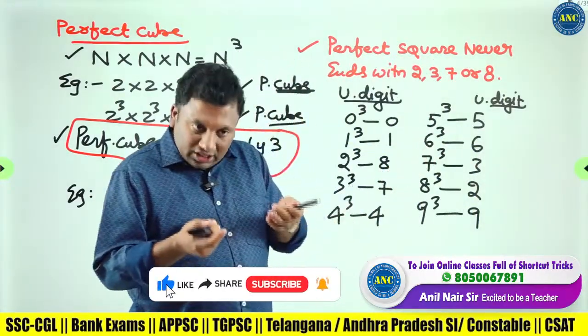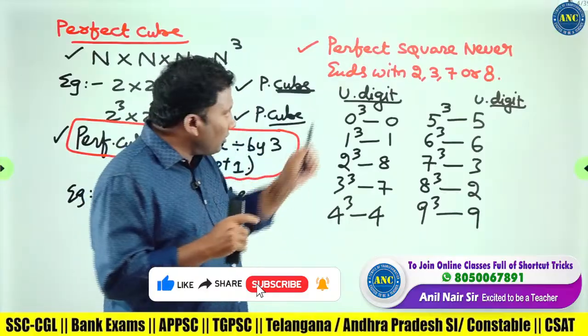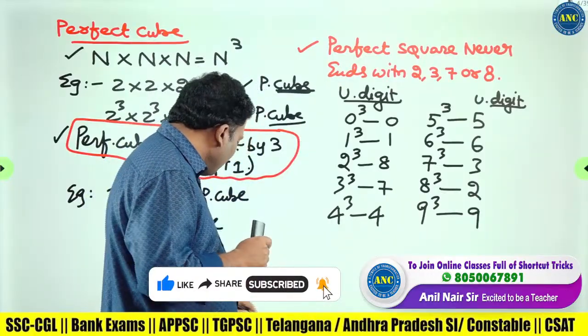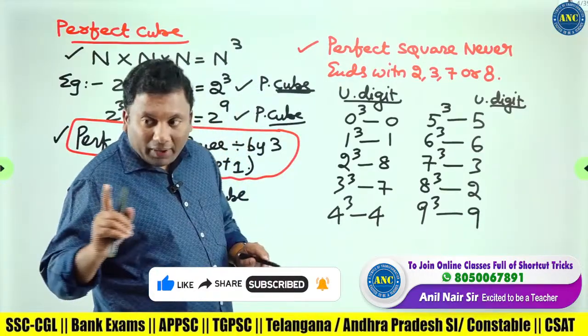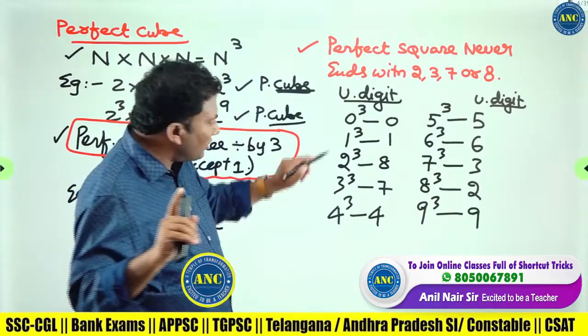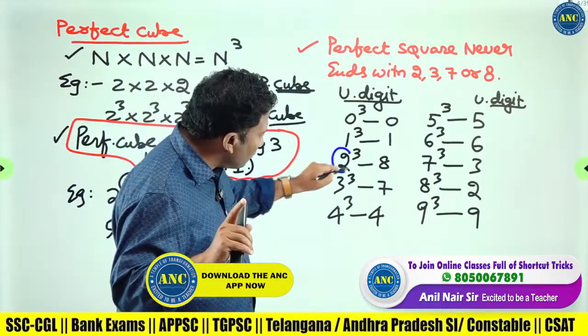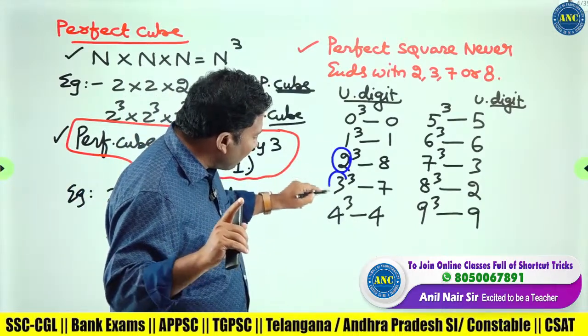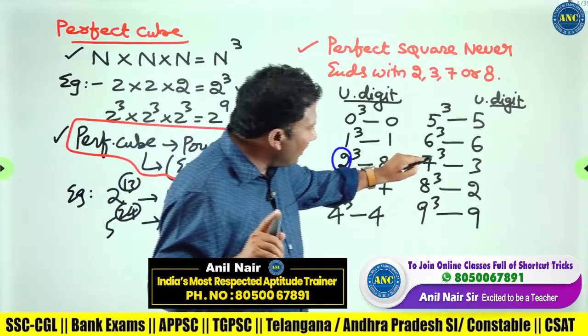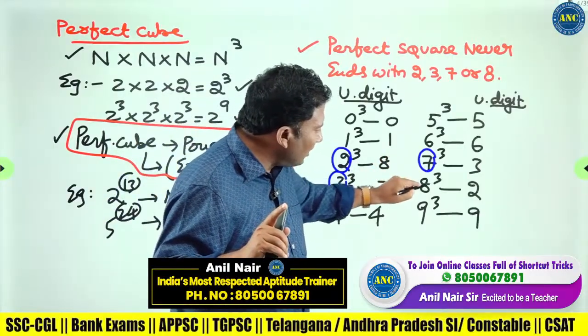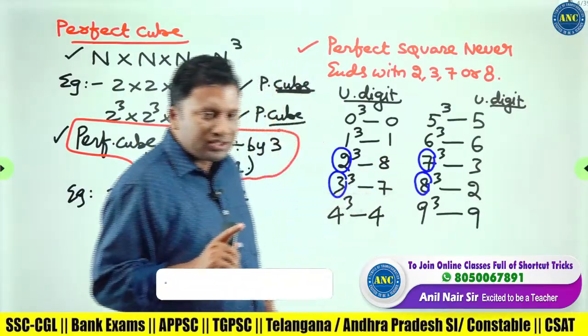6 cube 216, 7 cube 343. No need to do it. I will connect these dots. See, listen carefully. A perfect square never ends with 2, 3, 7 or 8. Identify 2 on the left hand side. Identify 3 on the left hand side. Identify 7 on the left hand side. Identify 8 on the left hand side.